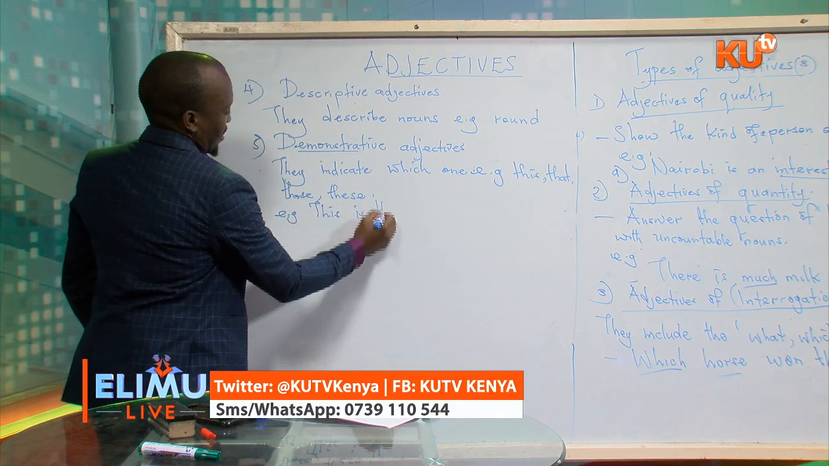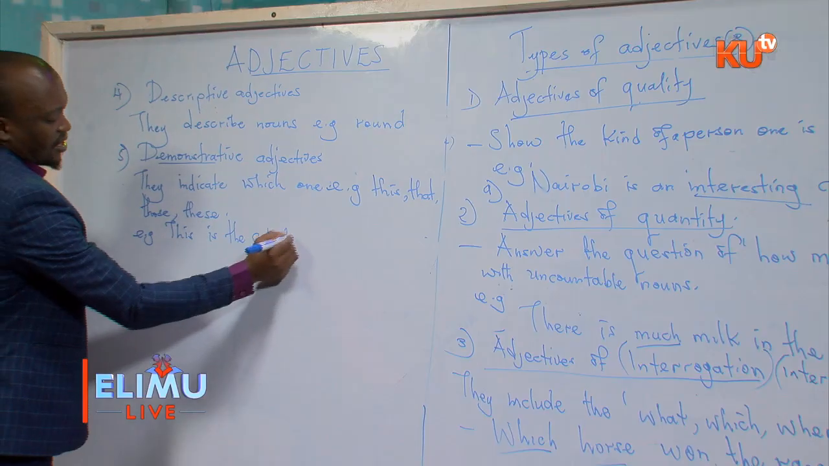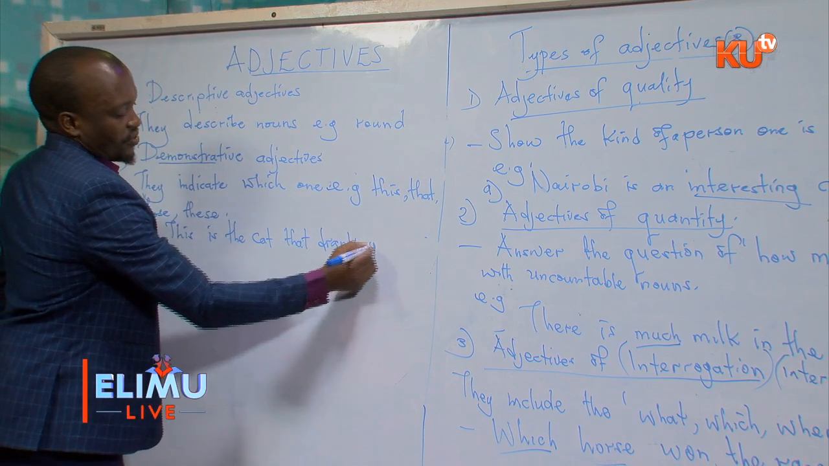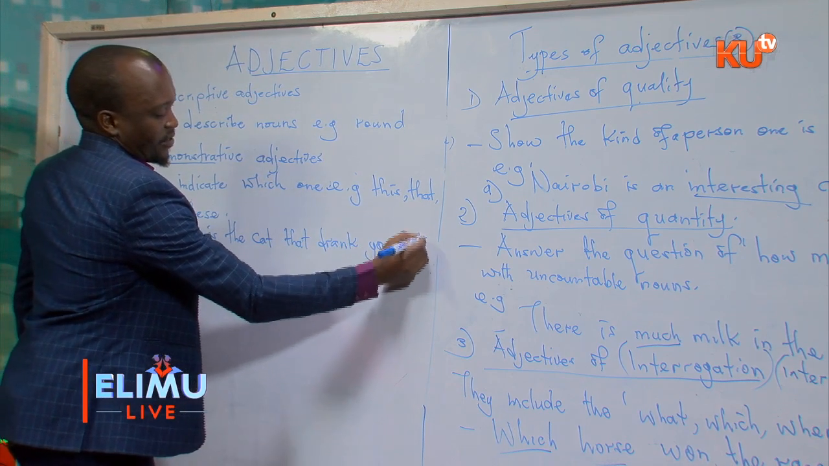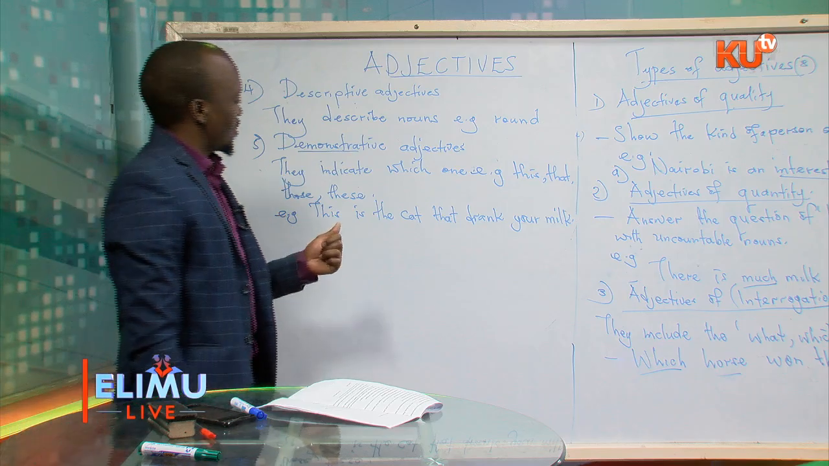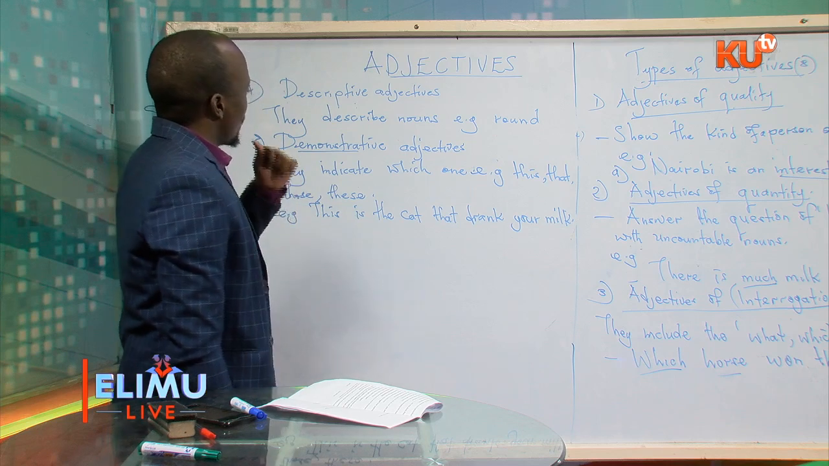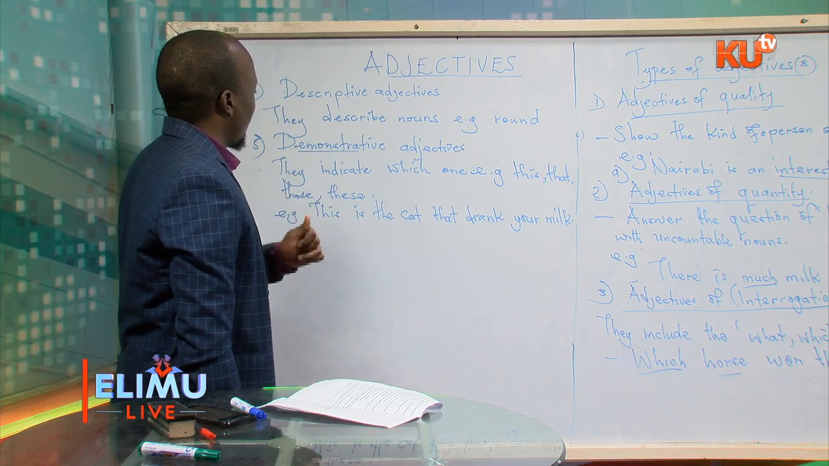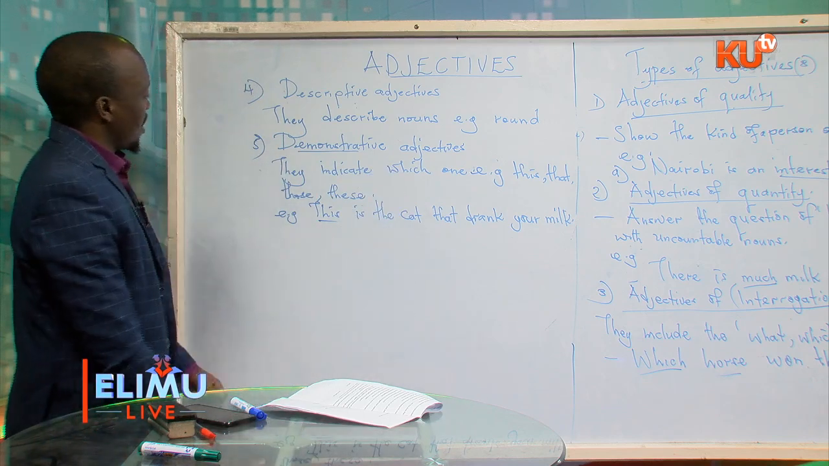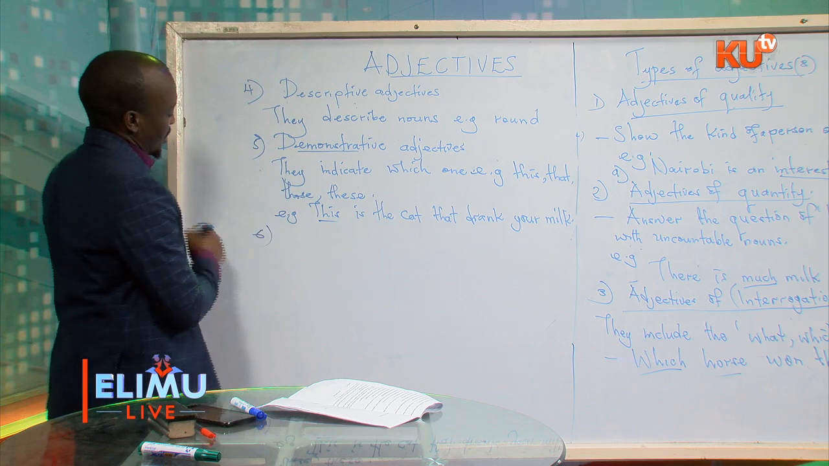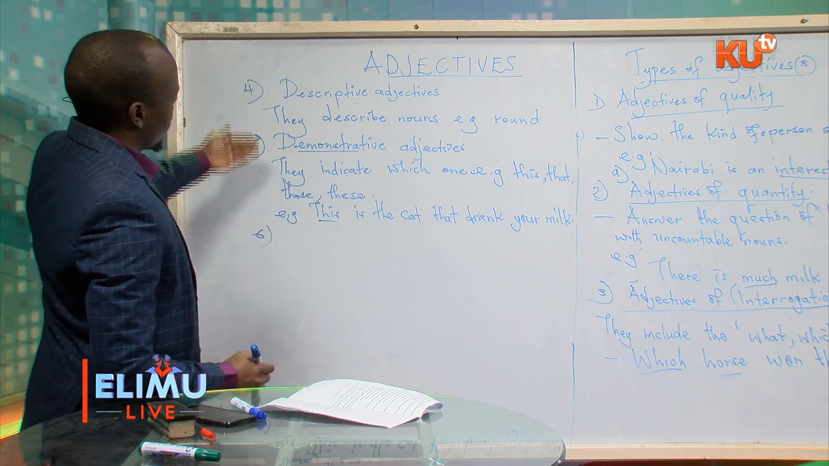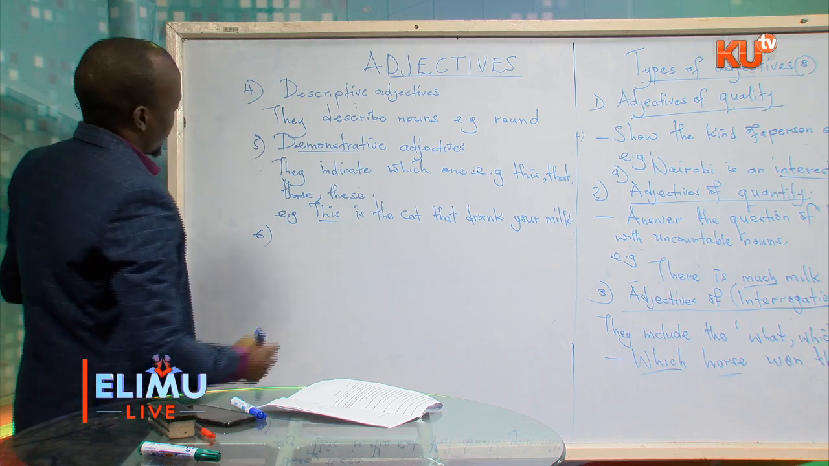This is the cat that drank your milk. This is the cat that drank your milk. So, in this sentence, we are demonstrating which cat drank the milk. This is the cat. So the word this here has been used as an adjective. I'll move to number 6. We've talked about descriptive, demonstrative. The next one now is distributive.